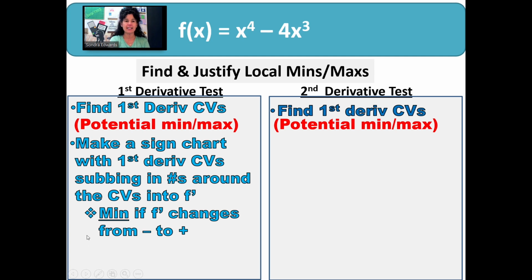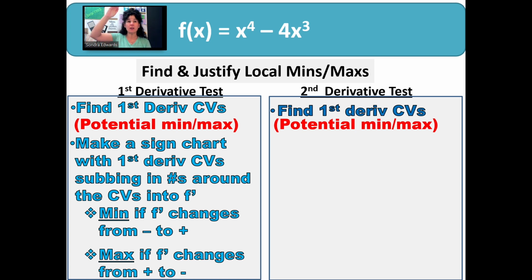So if we find out that we went from downhill to uphill, kind of picture that, right? Downhill to uphill, we must have had a minimum. Now, if the sign chart changes from positive to negative, that means we went from uphill to downhill, so we would have a local maximum. The best part about the first derivative test is it always works.